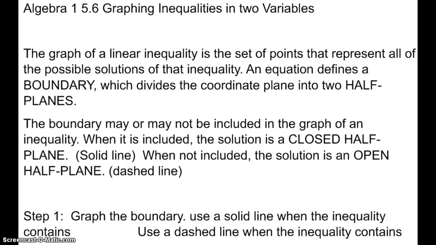All right, so Algebra 1, 5.6, graphing inequalities in two variables. The graph of a linear inequality is a set of points that represents all of the possible solutions of that inequality. An equation defines a boundary, which divides the coordinate plane into two half planes. The boundary may or may not be included in the graph of an inequality. When it is included, the solution is a closed half plane, meaning a solid line, similar to a filled-in dot. When not included, the solution is an open half plane, meaning a dashed line, similar to an open circle.